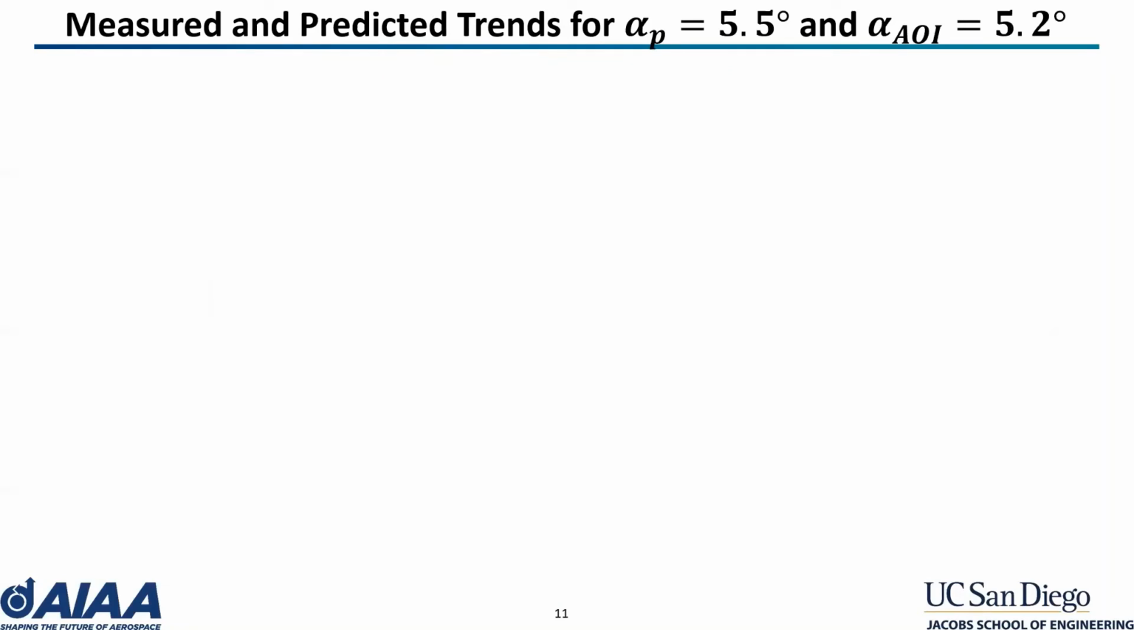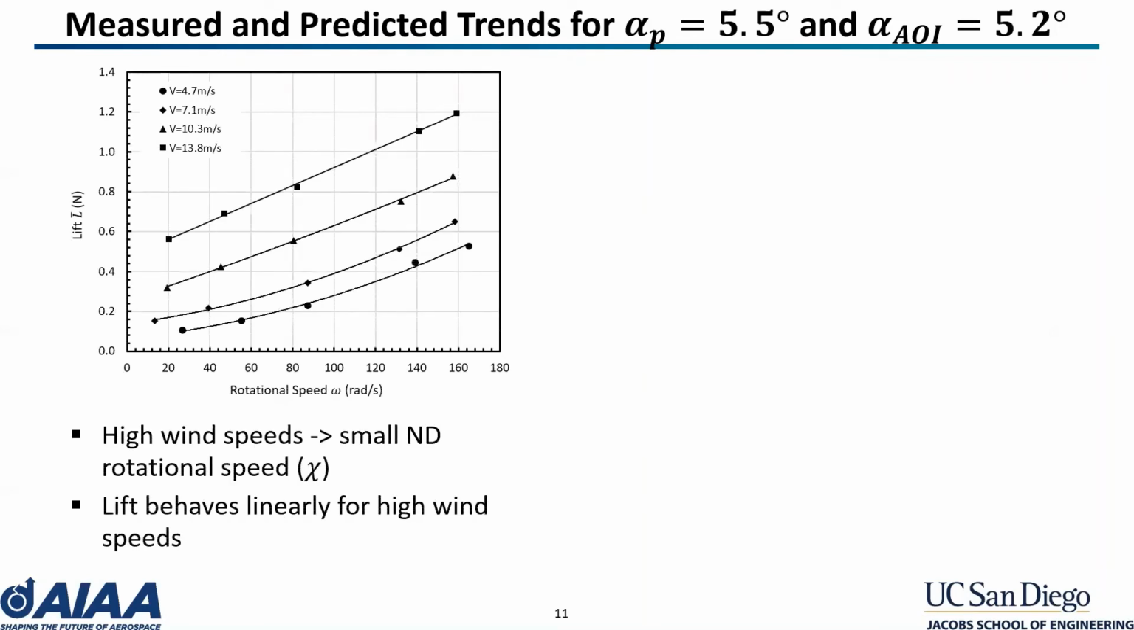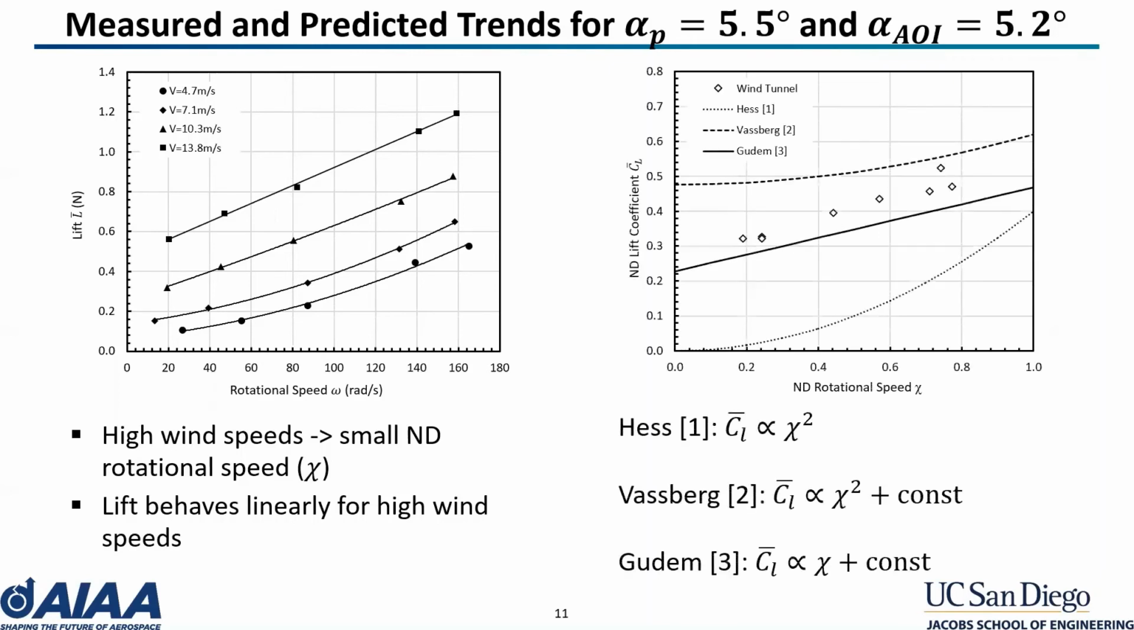Next, we consider the measurements taken for an angle of incidence of 5.2 degrees. We see the same linearity in the rotational speed for high translational speeds as the previous graph. Therefore, we expect the non-dimensional lift coefficient to be linear in chi once again. This seems to be the case, and the trend approximately follows Gudim's linear prediction.